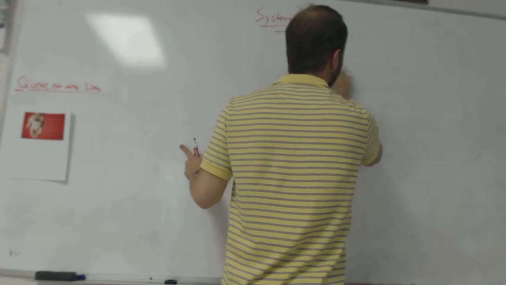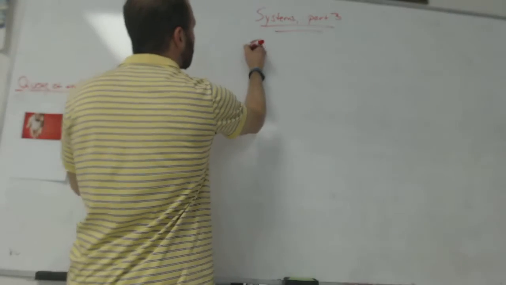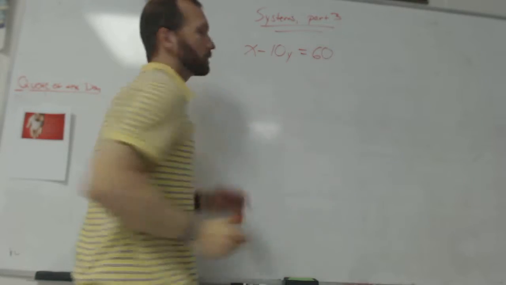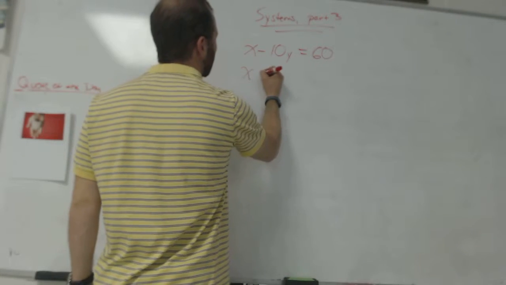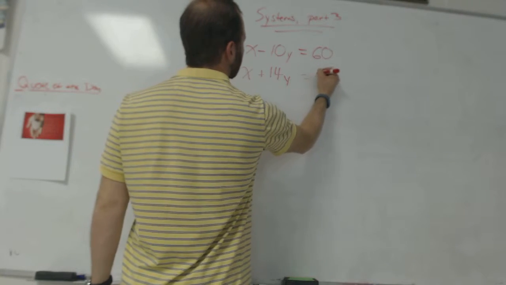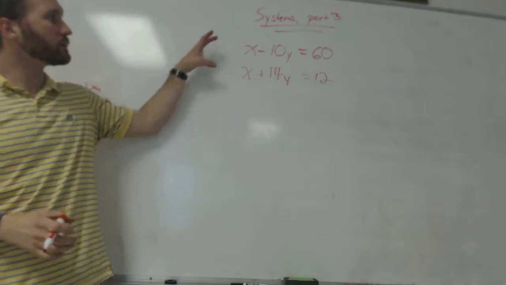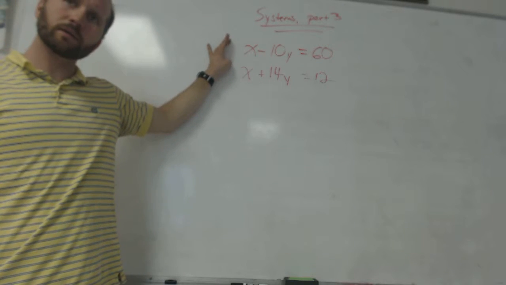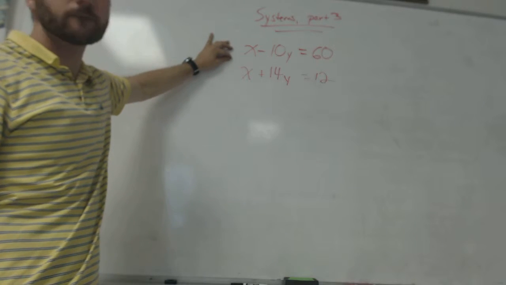So, let's do a quick one that's basically just review. Let's do this. x minus 10y equals 60. Our first equation, x plus 14y equals 12. How would you solve this one? Can I add these two together? Will something drop out is the question. Will I eliminate x or y if I add these together right now?